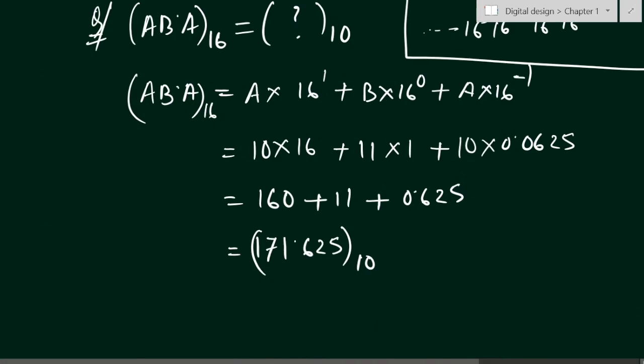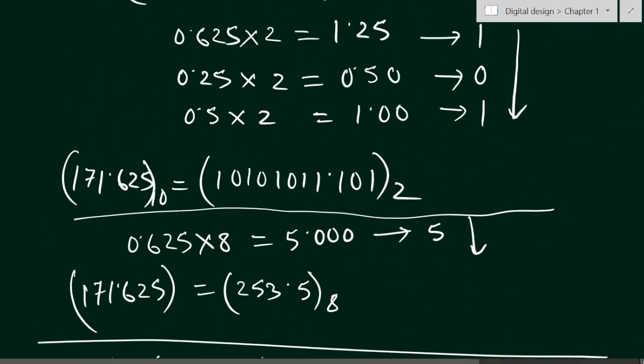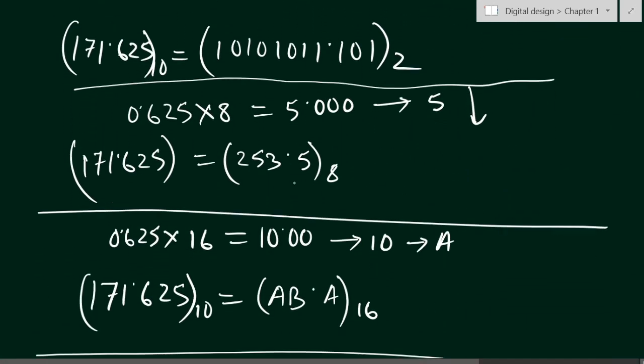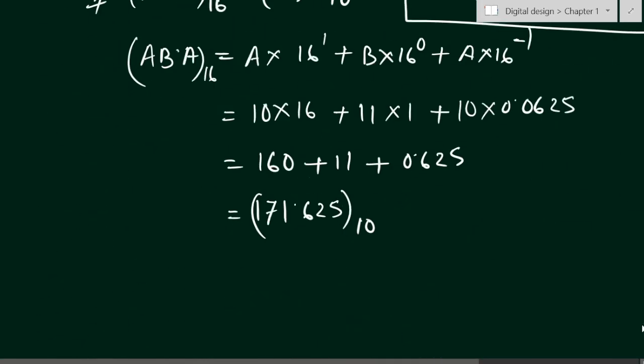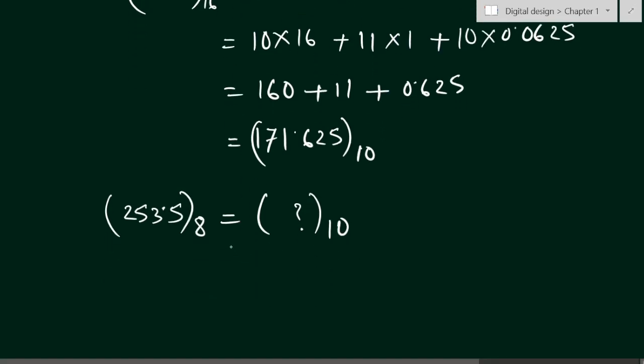Now let us convert the octal number into its decimal equivalent. The octal number is 253.5 in octal, and we have to find out the decimal equivalent. The procedure will be similar, but you now have to multiply with powers of 8 because the base is 8.